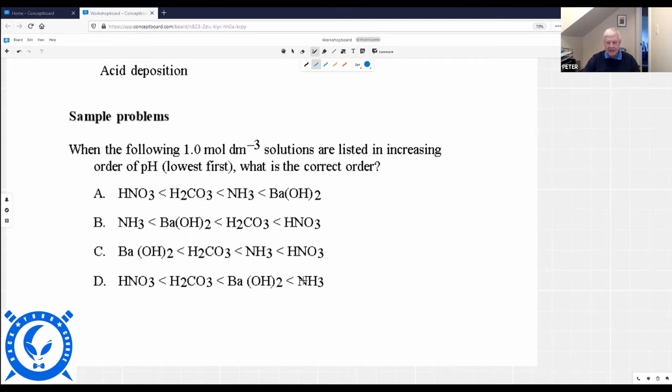So D has these 2 interconverted, and that's what makes it incorrect. And of course, the ones here in the middle, they got the bases first, and there's no way that can be. Yeah, and we'll talk about what makes acids strong and weak in just a moment.